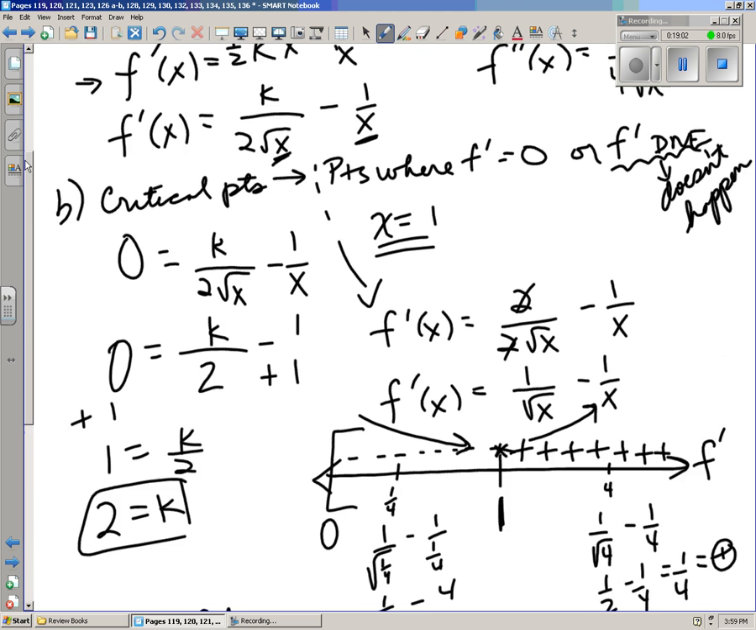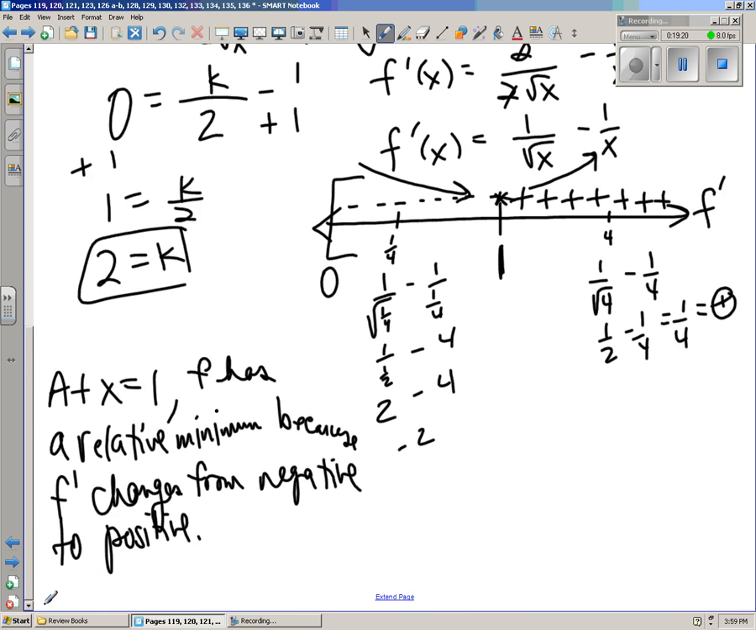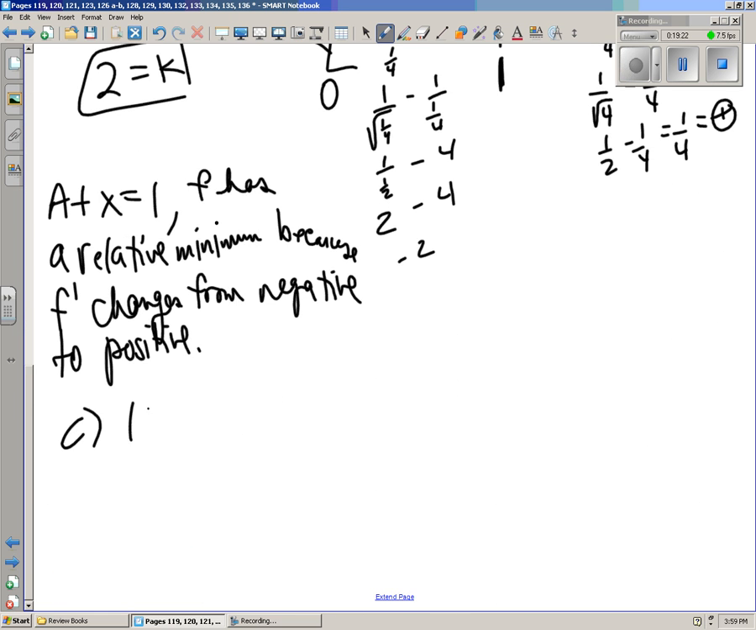All right. Part C. For a certain value of the constant k, the graph has a point of inflection on the x-axis. Find this value of k. Good question. All right, so now let's reset. k is not going to be 2 anymore. Or, I mean, it could be 2, but k might not be 2. So we might be looking for a different k value. And they told us the graph of f has a point of inflection on the x-axis.